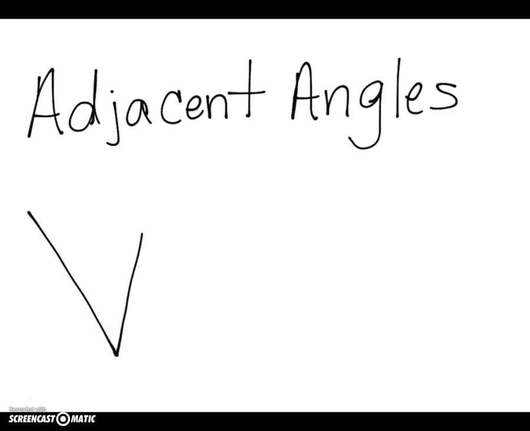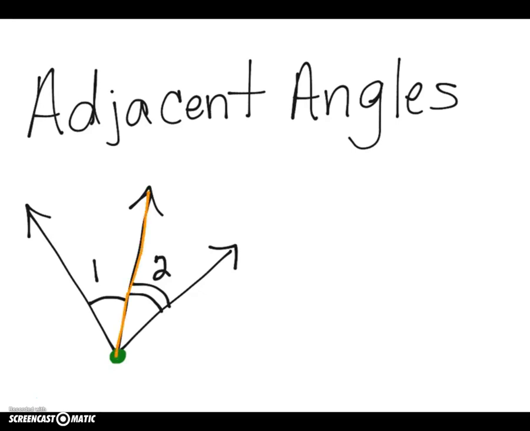So for example, this point here, call it point 1, and this angle, angle 1, and this angle here, which we'll call angle 2, they are adjacent. They share this common vertex together, and they share this wall, this common ray. But you'll notice that they don't overlap at all, and that's really important.